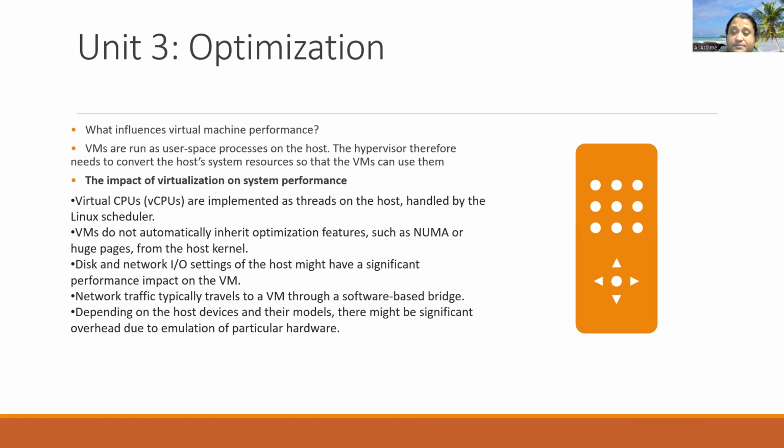It's bold. If anything's bold, guys, it's for a reason, and it's sticking out. It's not just that I decided to put bold in the middle of something. No, this is pretty important. That's why it's bold. Virtual CPUs, vCPUs, are implemented as threads on the host handled by the Linux scheduler. VMs do not automatically inherit optimization features such as NUMA or huge pages from the host kernel. It's getting very techy. I do apologize.